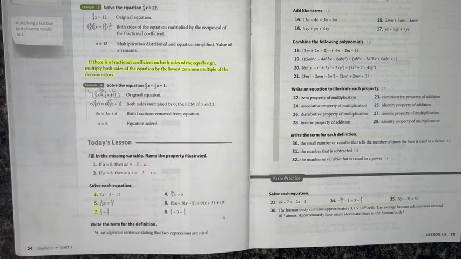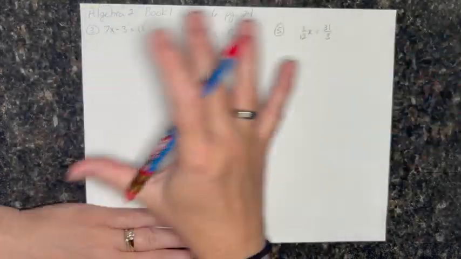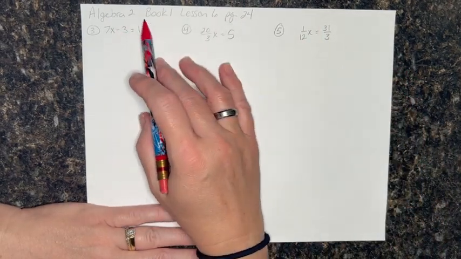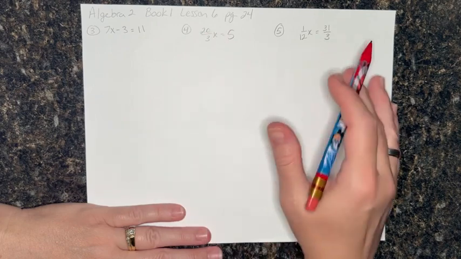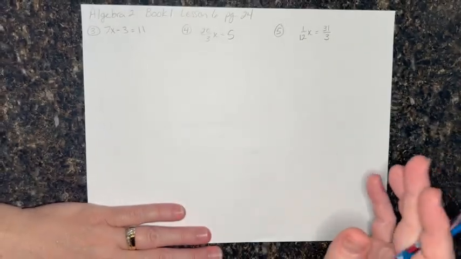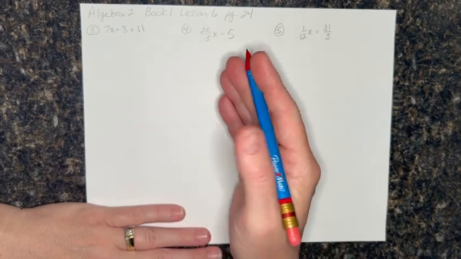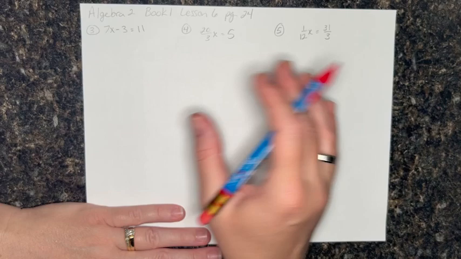Okay, so let's take a look at some of these problems together. All right, so I grabbed a sheet of scratch paper because there's really not a lot of room in the book. Algebra 2, Book 1, Lesson 6, page 24. Here are 3 of the problems that we're going to go through. Remember, if you use a piece of scratch paper on your quizzes and tests, please include that when you turn them in so that I can see your work.